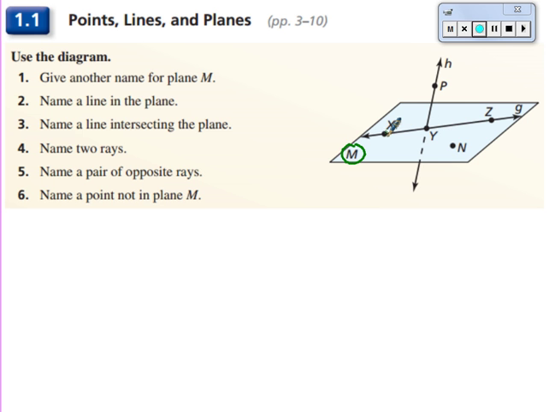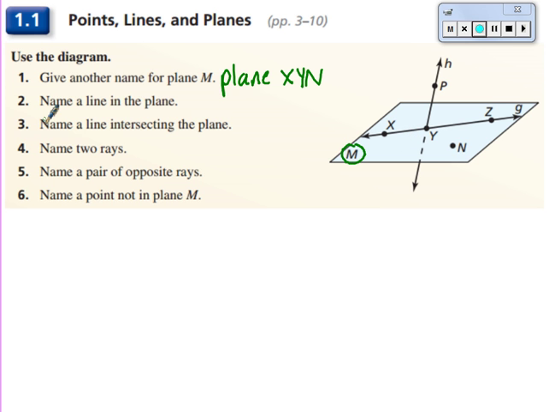So I could say X, Y, N. So you could do plane XYN. And you don't need any separation between the letters because you're naming a plane altogether. Or you could say like Z, Y, N. That would work too. But do not use X, Y, Z because they're in a line and it doesn't show you that you're in a plane that has depth.